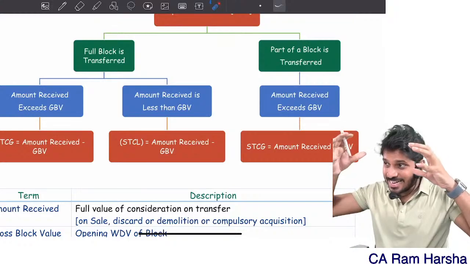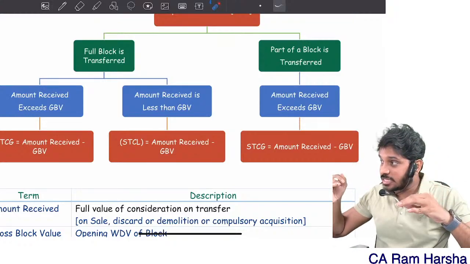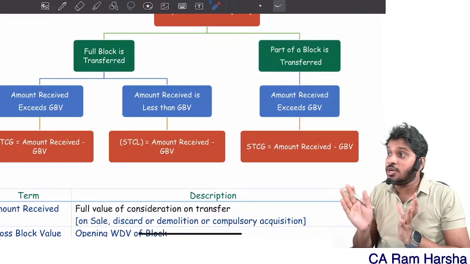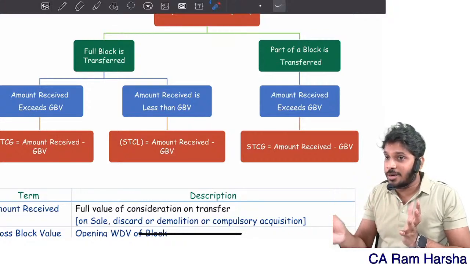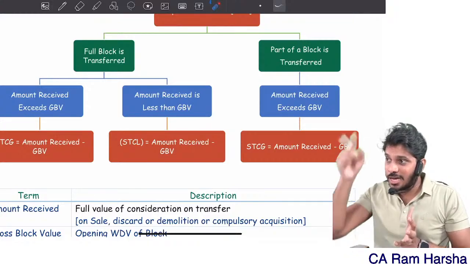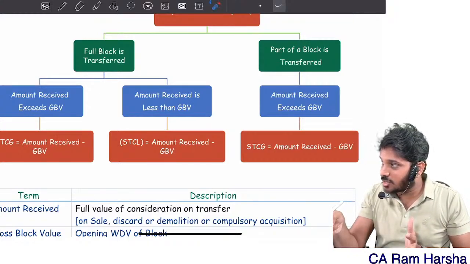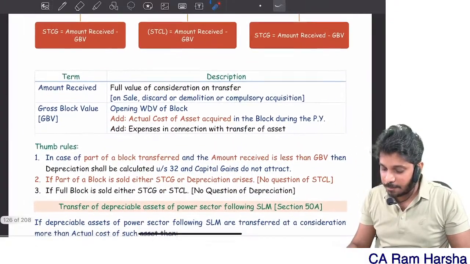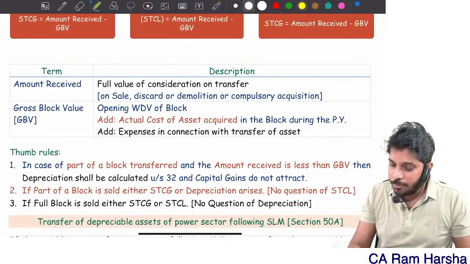Opening value plus additions minus amount received on transfer of a block, or part of a block. Still some value is there, called WDV, written down value. The asset is also there, and the block is also there as on 31st March. You will not compute capital gains at all. Correct? So now, how to compute capital gains?